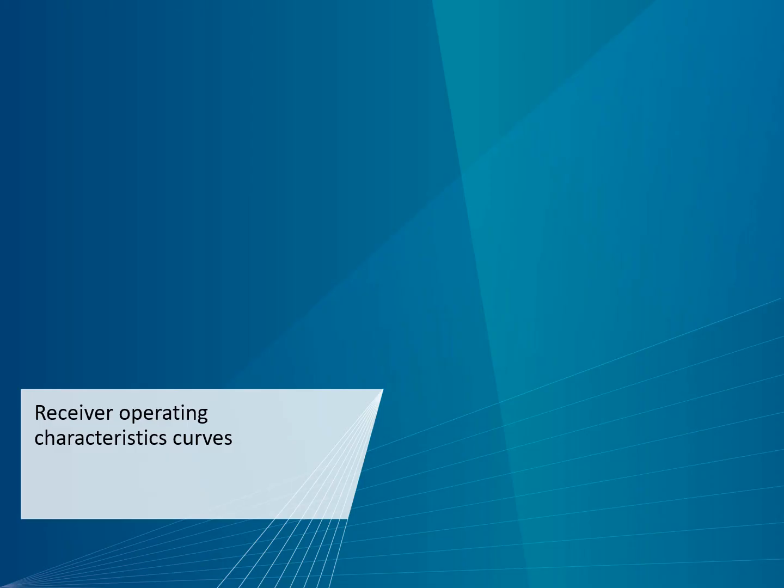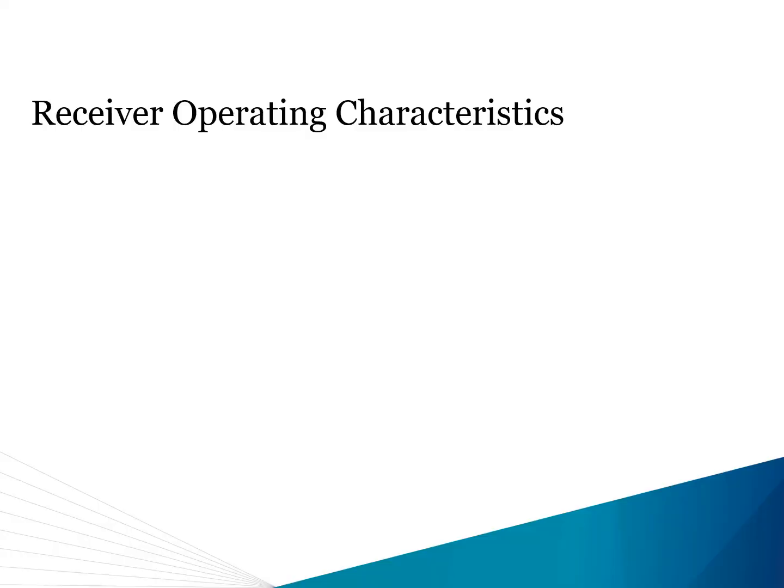Well, this is done using something called receiver operating characteristic curves, or ROC curves. I would be most surprised if you haven't heard of these, or at least seen them, or seen the concept in your reading, especially those of you in clinical practice where screening tools are used. So what are receiver operating characteristics?